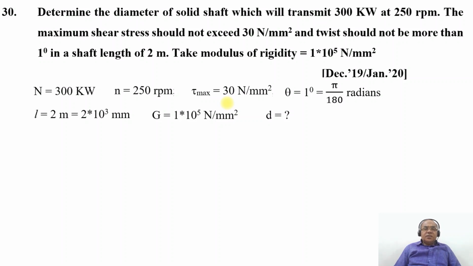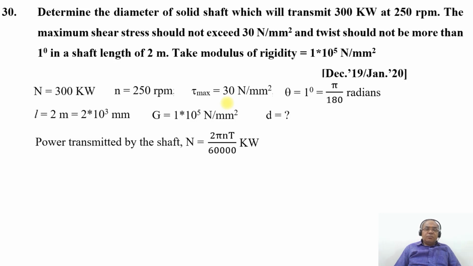Since the power is given, the power transmitted by the shaft will be equal to capital N, which is 2 pi n T by 60,000 kilowatt. We know the values of capital N and small n, so we substitute those values. 300 will be equal to 2 pi into 250 into capital T by 60,000. Therefore, capital T will be equal to 11,459.16 Newton meter.